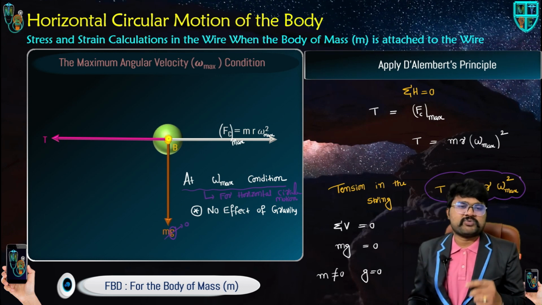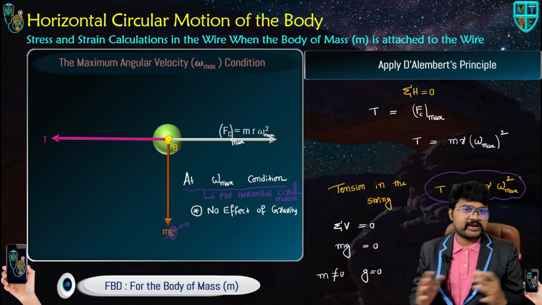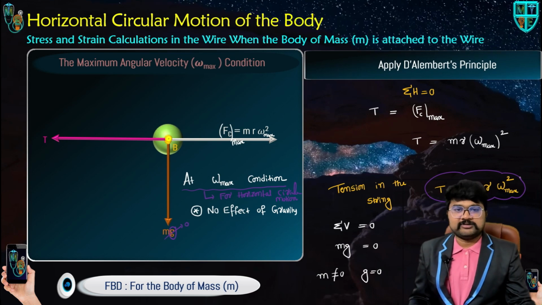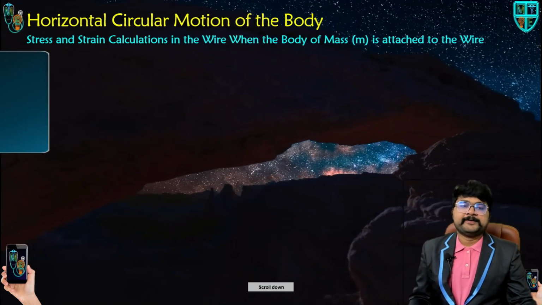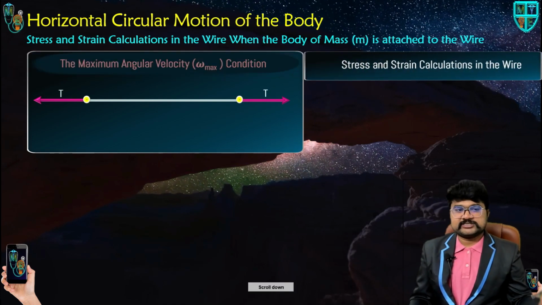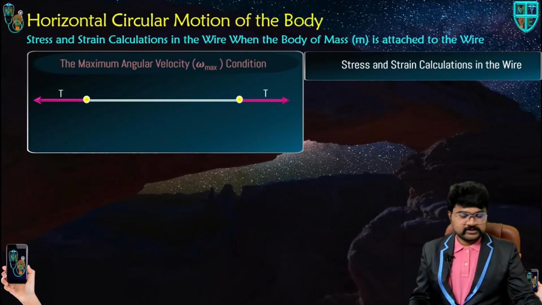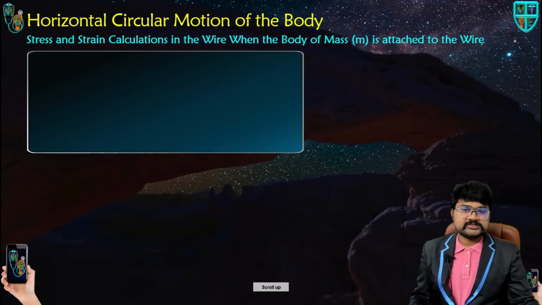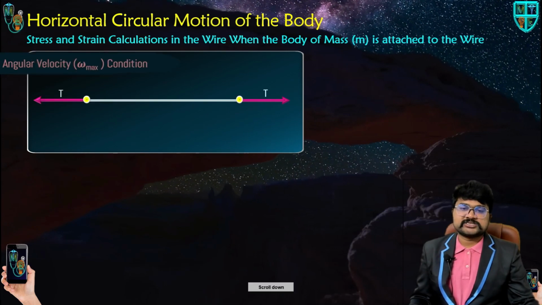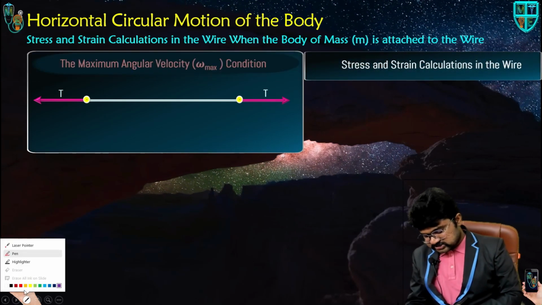Last time we discussed the tension in the string, m omega square L. That is a regular case. In this maximum angular velocity condition, R becomes equal to L. Understood? Now we need to calculate stress strain calculations in the wire. This is the wire. Tension in the string is acting as a tensile force.